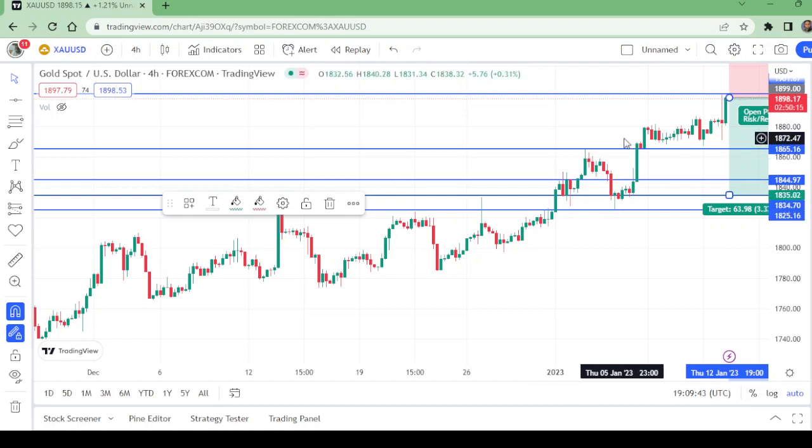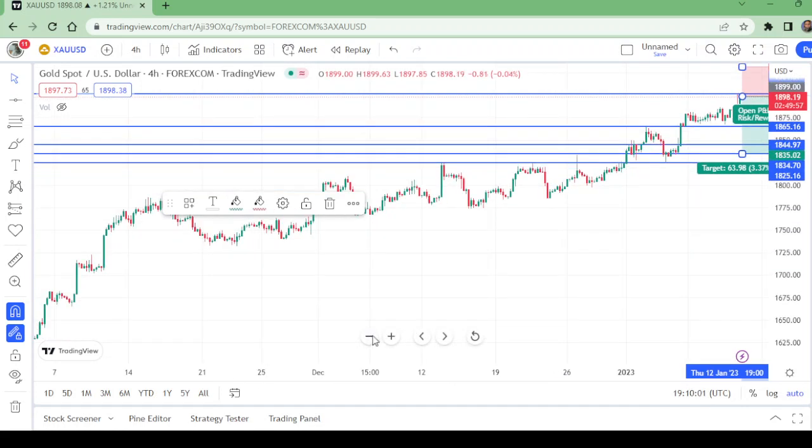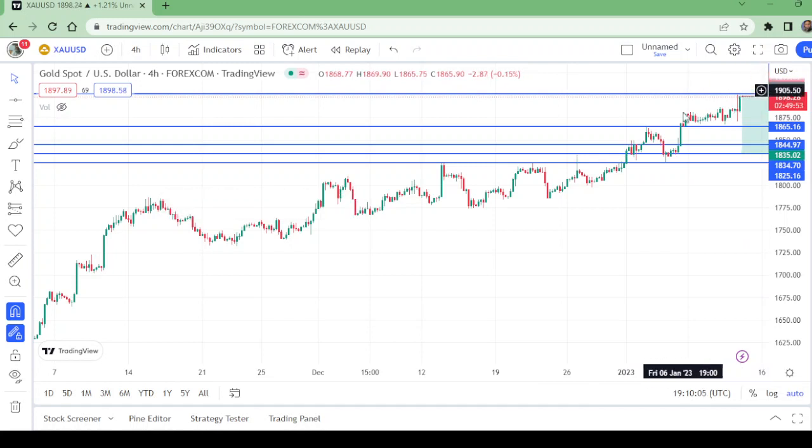Now where do we need to put the stop loss? In this scenario, we do not need to put the stop loss deeper, very close above this line. Now let me set the stop loss very near to this. Now what is this?